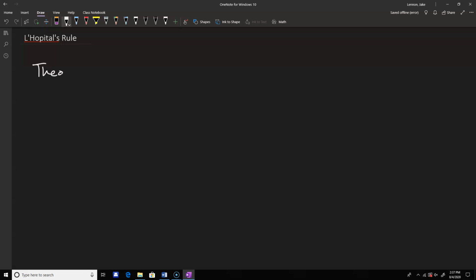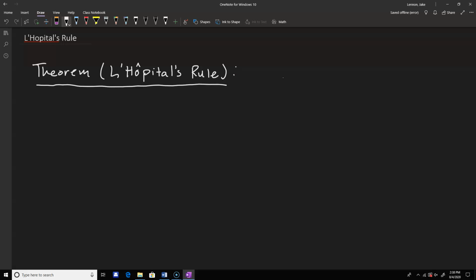It's a way to evaluate limits. And it evaluates limits that are in two very specific indeterminate forms. So basically, let's consider a function that's a quotient of two functions. So one thing we need is two functions. Let's suppose f and g are differentiable functions on some interval where we're evaluating our limit.